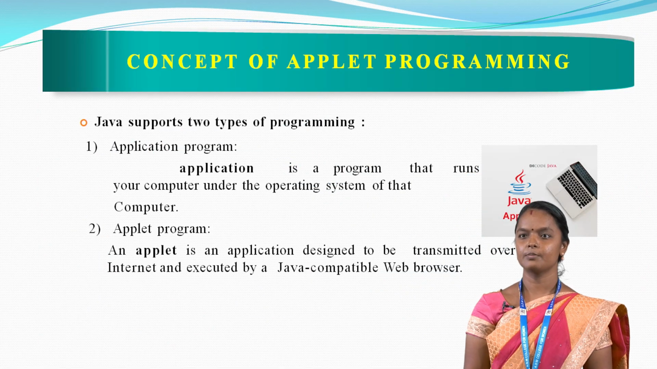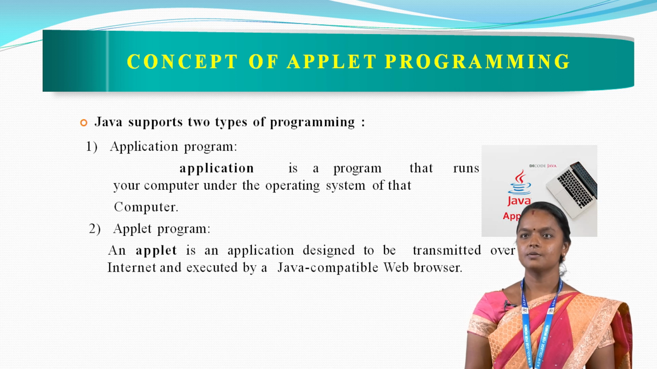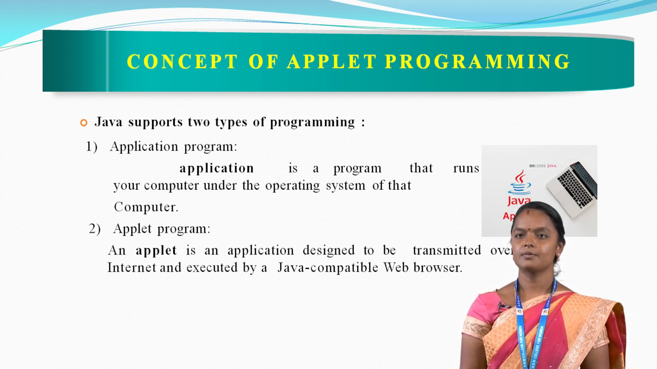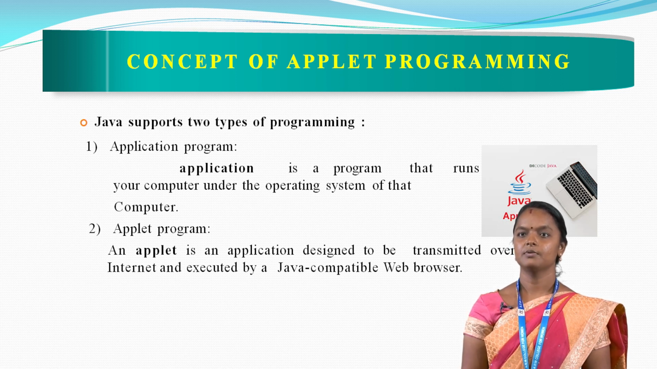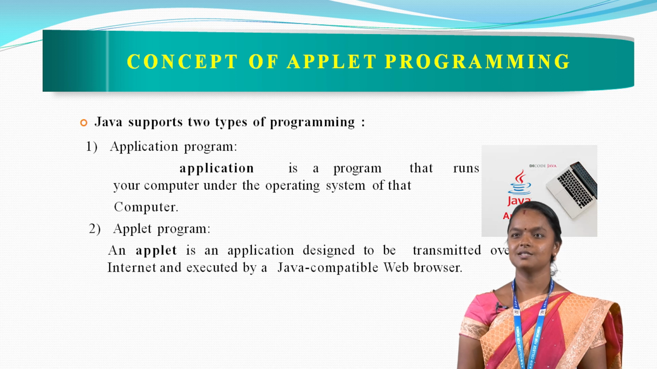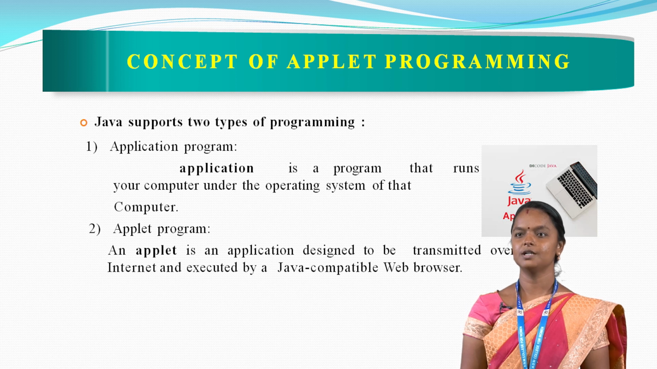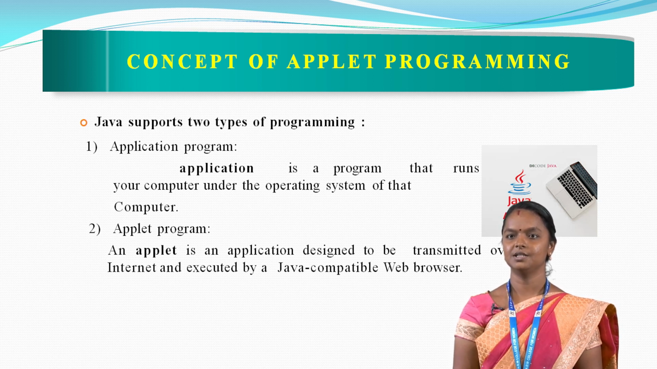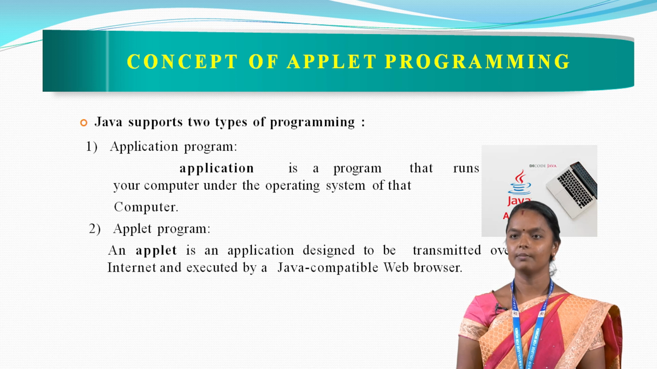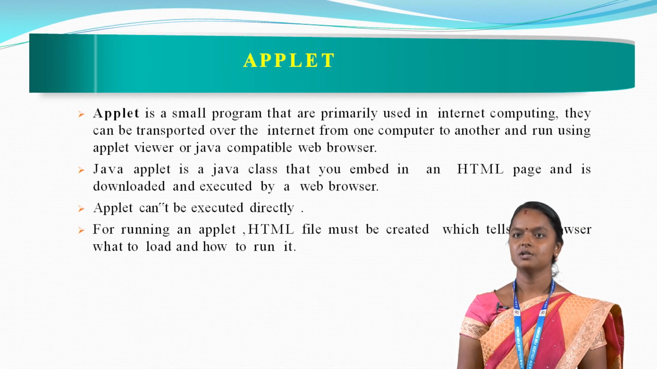Today I am going to discuss about Java Applet. Concept of applet programming. Java supports two types of programming: application program and applet program. An application is a program that runs on your computer under the operating system of that computer. An applet is an application designed to be transmitted over the internet and executed by a Java compatible web browser. Applet is a small program that is primarily used in internet computing.